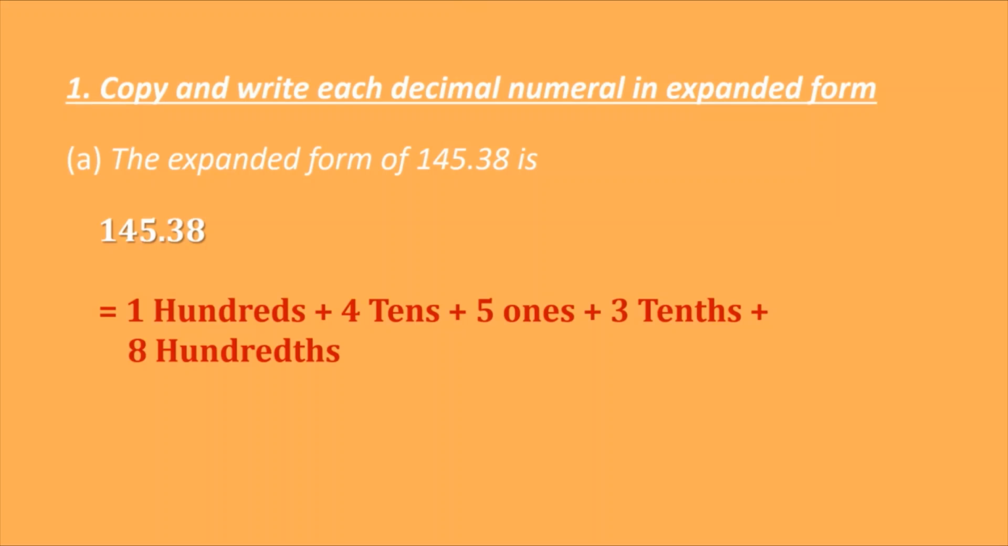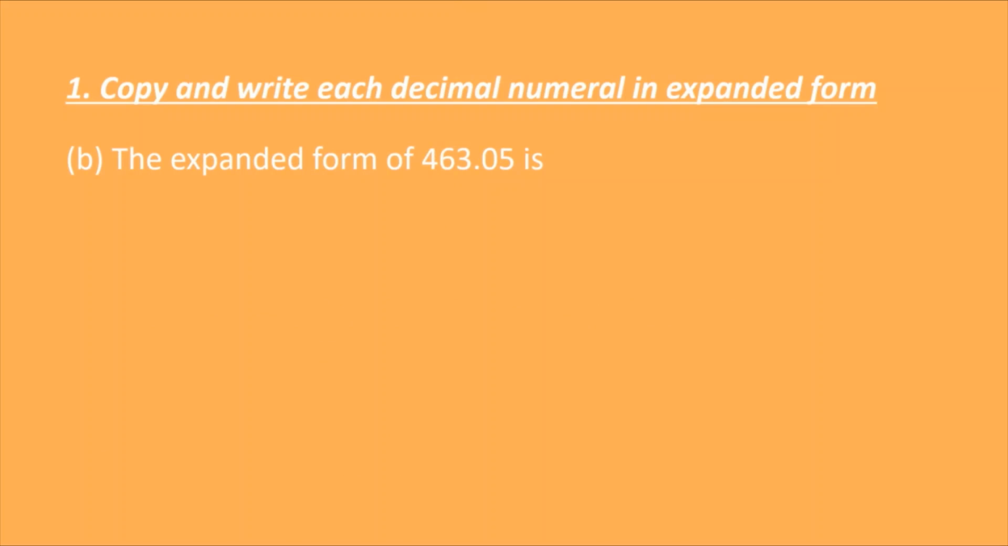Then we have the decimal point, and the digit on the right side of the decimal point is in the tenths place. So 3 is in the tenths place, so we write it as 3 tenths. And 8 is in the hundredths place, so we write it as 8 hundredths. In the other form, we write it as 100 plus 40 plus 5 plus 3 by 10 plus 8 by 100.